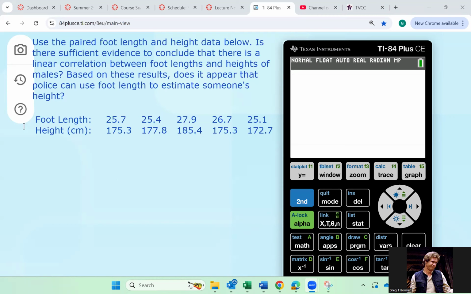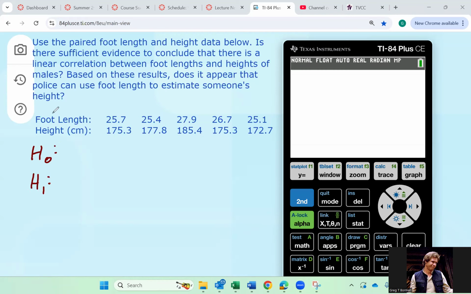Clearly, we are doing a hypothesis test because it says test the claim. We're testing to see if the two sets of data are linearly correlated.